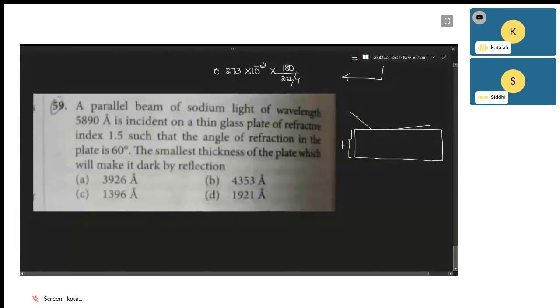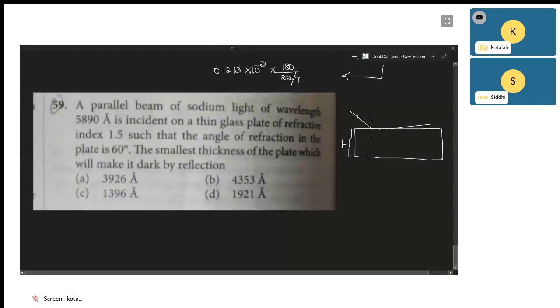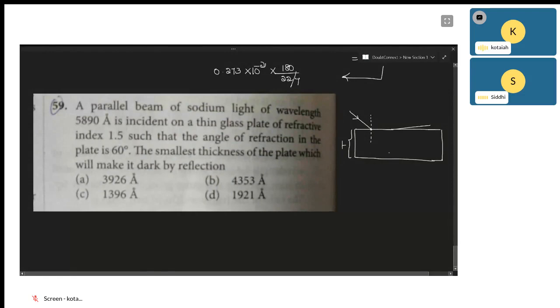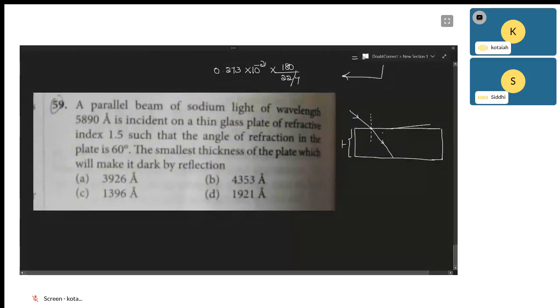Just assume like this. Now what happens? It is going to bend towards the normal. Because it is entering into the denser medium, it will bend towards the normal like this. Now here, some part will be reflected.